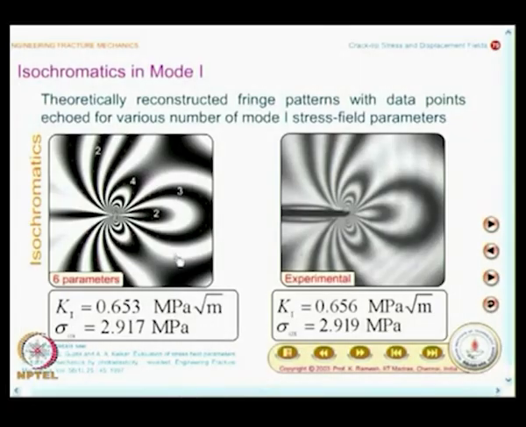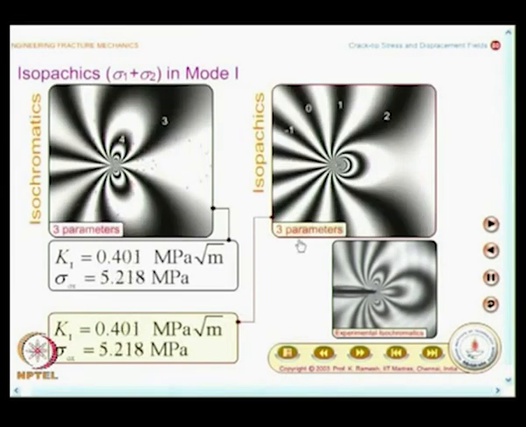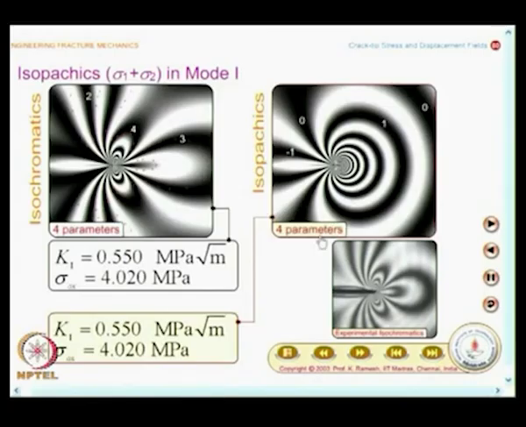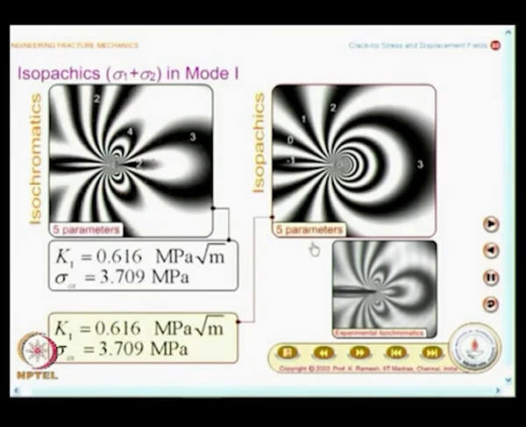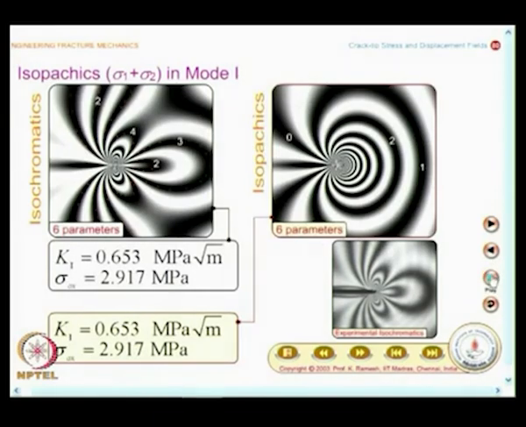Now, you find there is quite a variation in the geometric features. We will also have a look at what happens in the case of holography. You look at what way the fringes change for 2 parameters, 3 parameters, 4 parameters, 5 parameters and 6 parameters, and what do you find? You do not find a great change in the geometry.